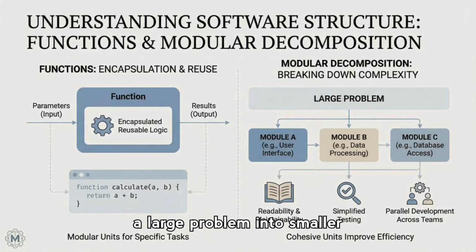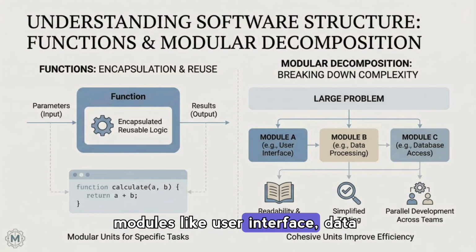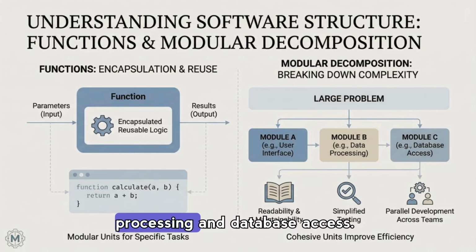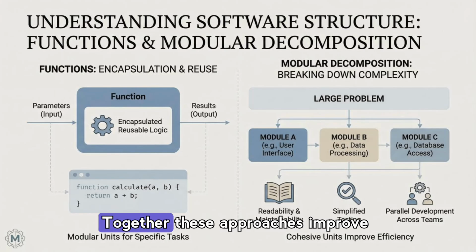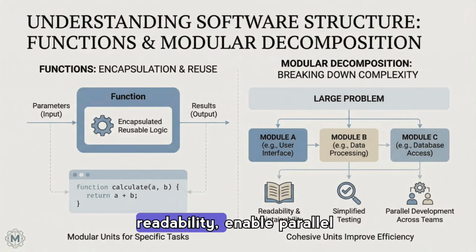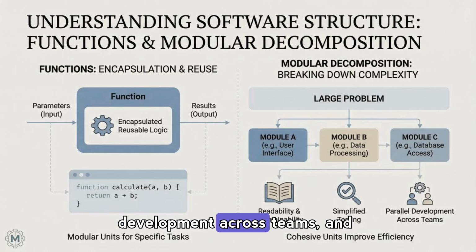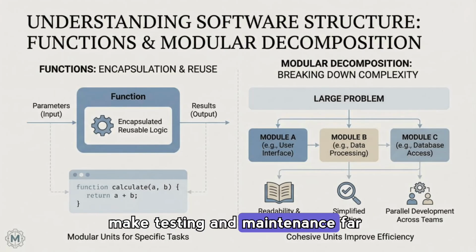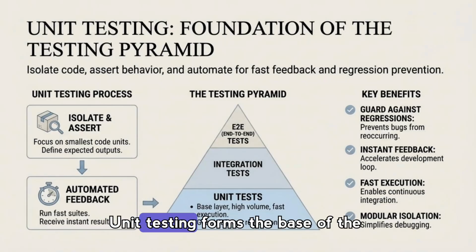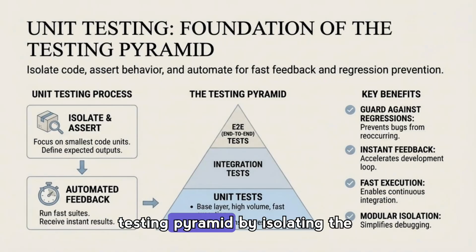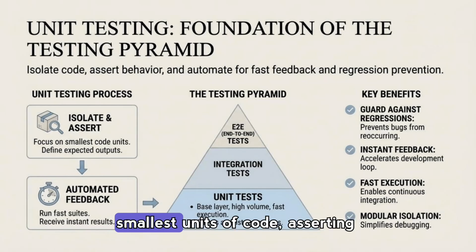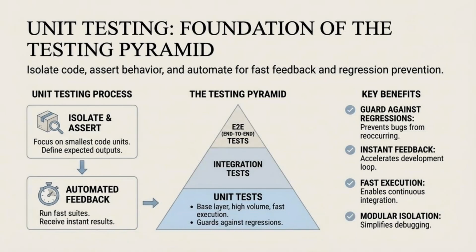Functions encapsulate reusable logic, taking inputs and returning outputs to simplify complex tasks, while modular decomposition breaks a large problem into smaller modules, like user interface, data processing, and database access. Together, these approaches improve readability, enable parallel development across teams, and make testing and maintenance far more manageable compared with monolithic code.